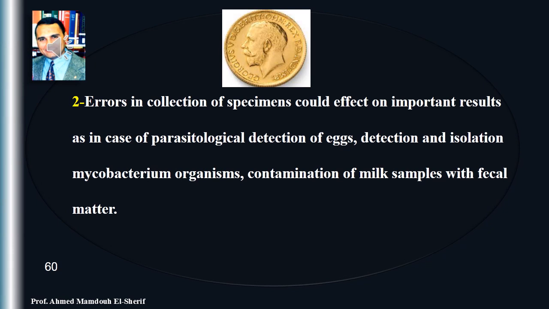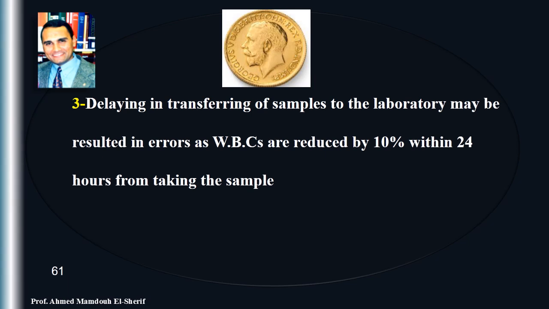The second golden point. Errors in collection of specimens could affect important results, as in parasitological detection of eggs, detection and isolation of Mycobacterium organisms, and contamination of milk samples with fecal matter. The third golden point. Delay in transferring samples to the laboratory may result in error, as WBCs are reduced by 10% within 24 hours of taking the sample.